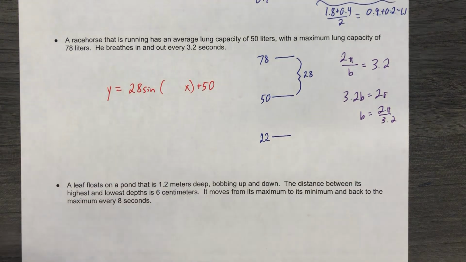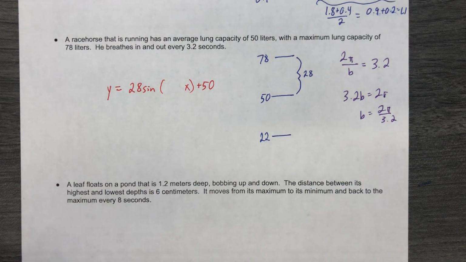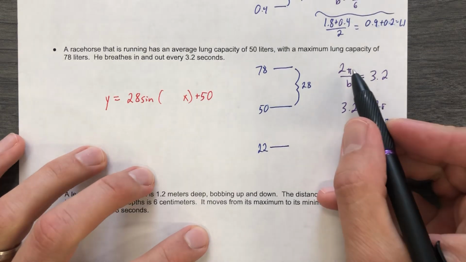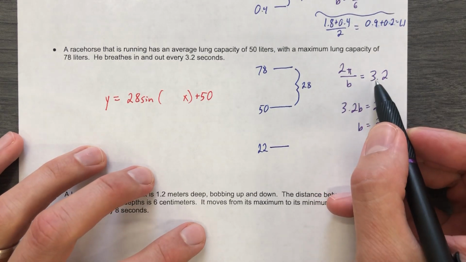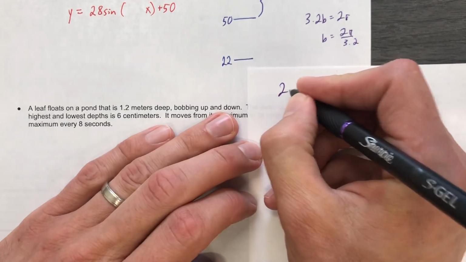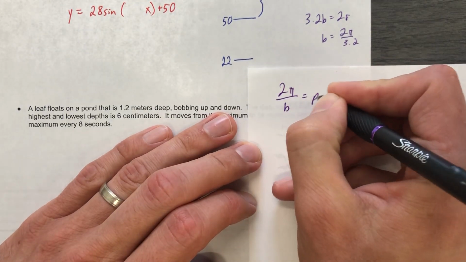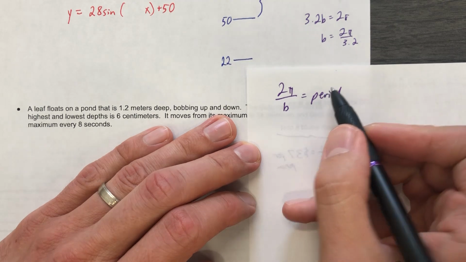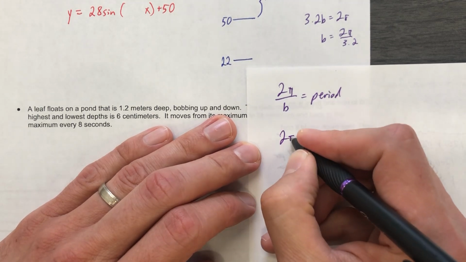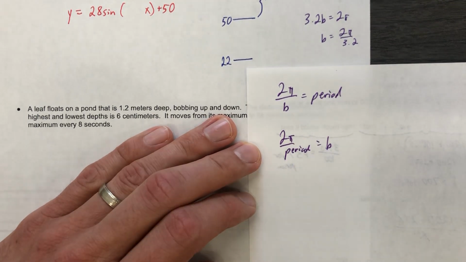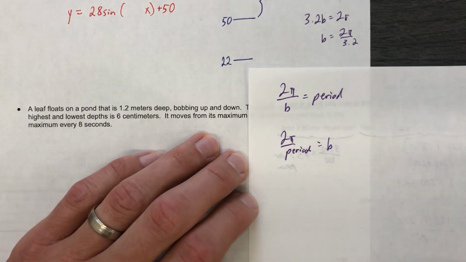Hopefully by this point you've noticed something, and I would like to think it's going to be obvious after we do enough of these. You have 2 pi over b equals the period. I think it's worth writing. You could say that 2 pi over b equals period, but when you start manipulating this equation, you multiply by b, divide by period. You could also say 2 pi over the period equals b. Really, you could do the same thing. So it's a little handy.